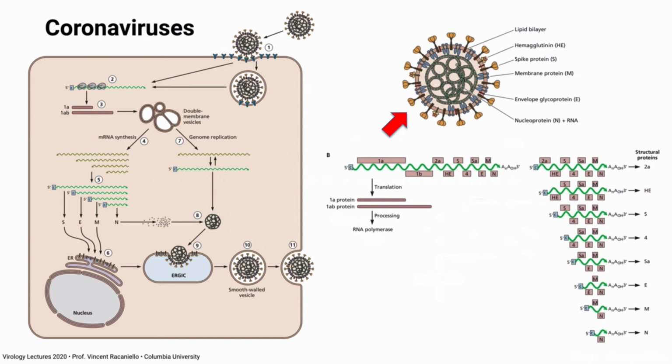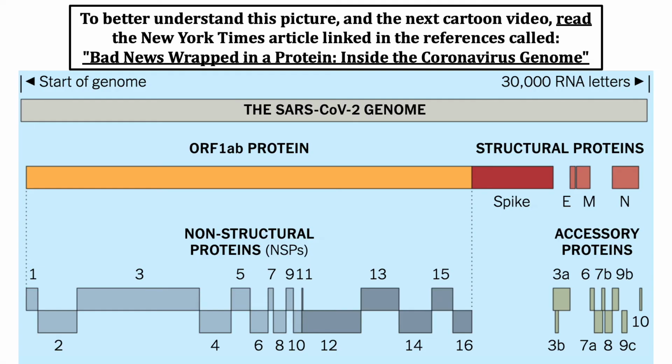4 transmembrane proteins that stud the outer plasma membrane of the virus particle, and then also the nucleoprotein, which wraps the RNA and packages it and coils it. But there's also a whole lot of other proteins made from the mRNA of the coronavirus. Let's dive into that for a little bit.